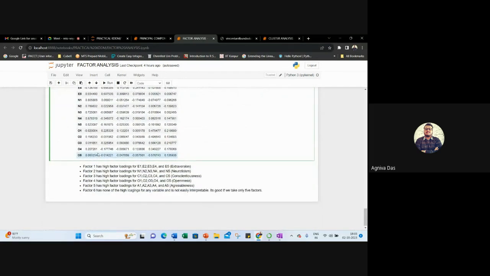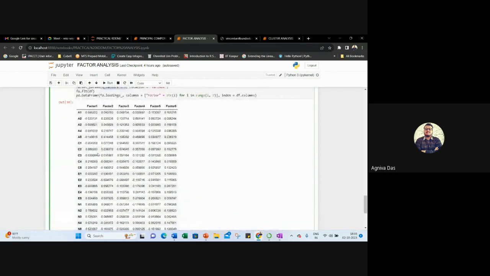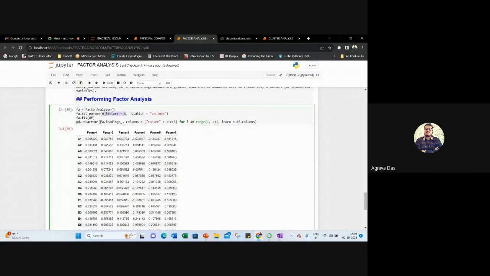Now, from these loadings, this data frame, what did we make this data frame out of? This has been made out of factor loadings. So how do we interpret the loadings? The same way we did earlier. As you can see, A1, where is A1 mostly headed? A1 is mostly headed towards factor 6, right? It has the highest loading in factor 6, second highest loading in factor 5.